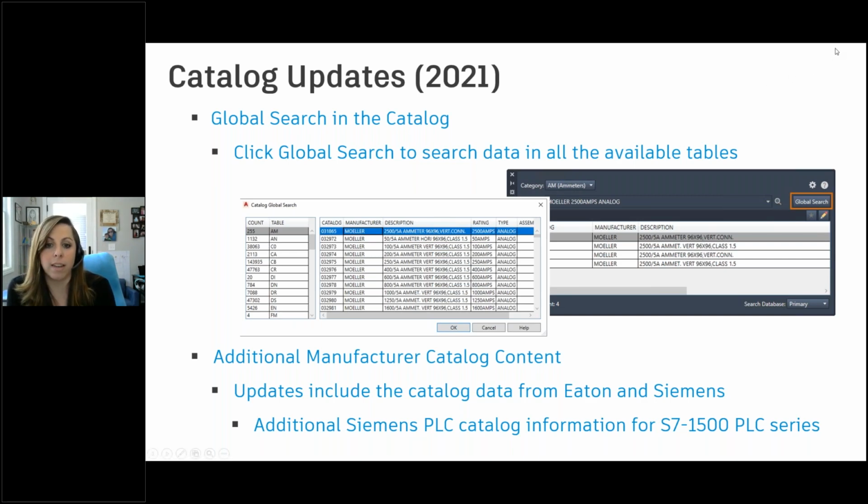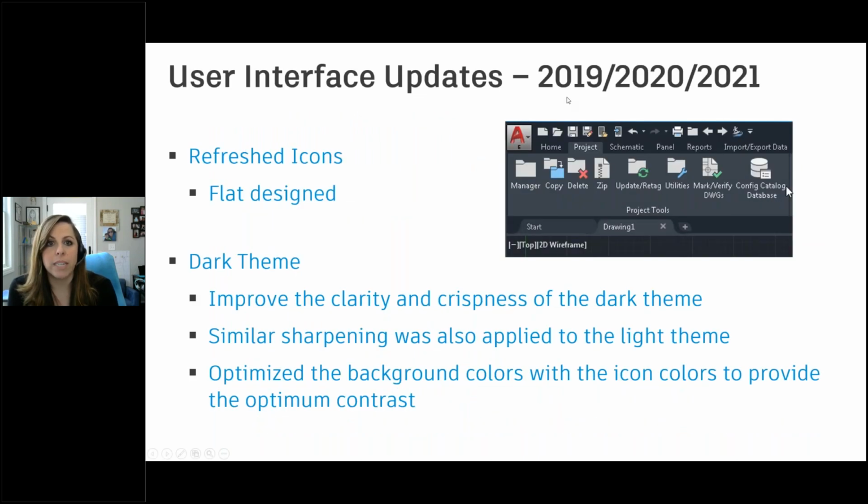There are also additional catalog content updates from Eaton, from Siemens, and even additional PLC information added in with 2021. There were user interface enhancements, so additional refreshing of icons over all three of these releases. They kept getting improved with clarity, crispness, and sharpening of the light theme for those who still go back to the light theme, which I normally do. Mine right now, my 2021, is still in dark theme, but when I'm presenting, I often go to light. So anybody who uses that, you'll appreciate some of the new updates. And even optimizing some of the background colors to handle that contrast a little better. Again, just all things to help with the eyes for many of us that are in it all the time.